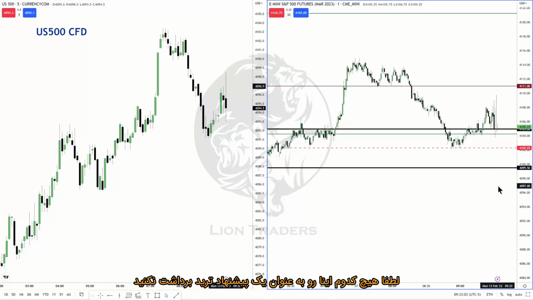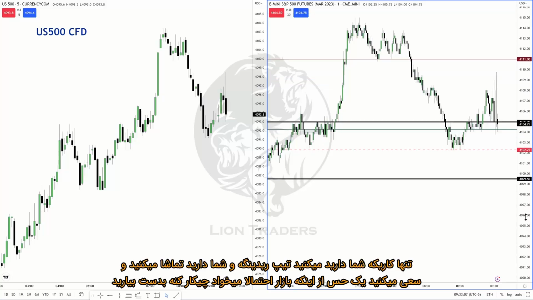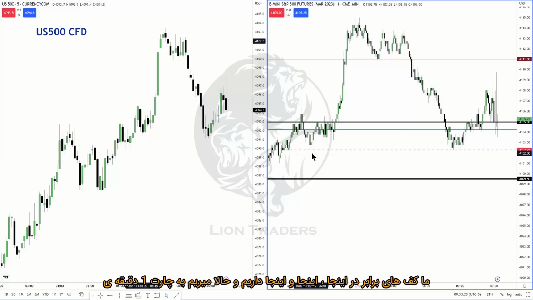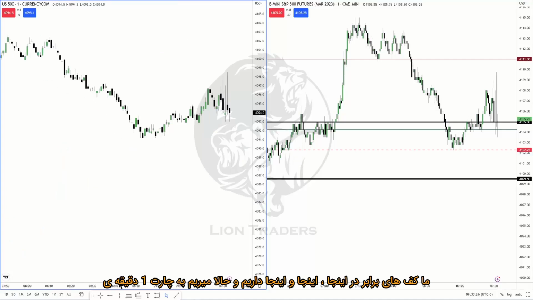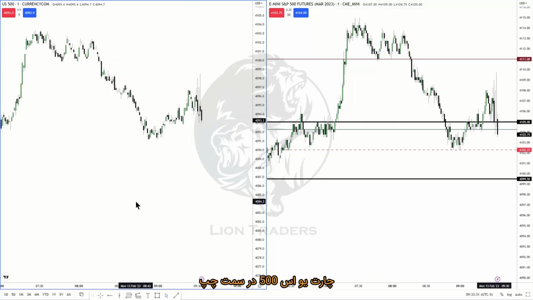Do not take any of this as trade advice, please. All you're doing is tape reading. You're observing, trying to get a feel for what the market's likely to do. There's liquidity resting at the 4102.25 level. That's in the form of sell side. We have relative equal lows here, here, and here. Now I'll drop down on the 1-minute chart on the US 500 chart on the left-hand side.